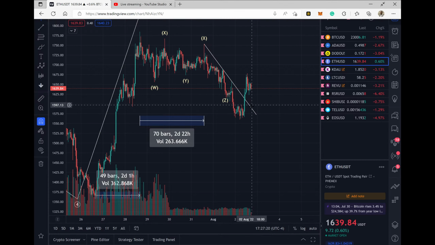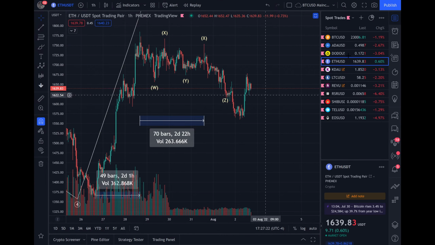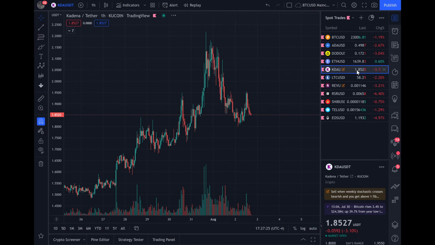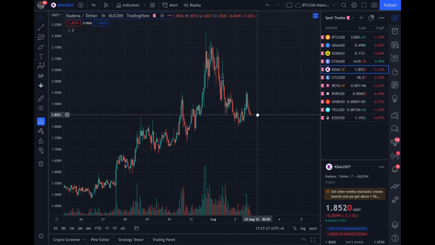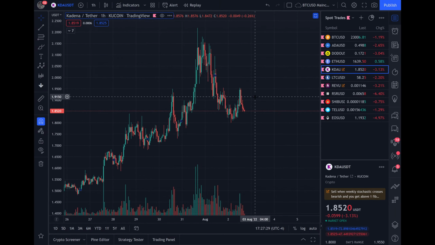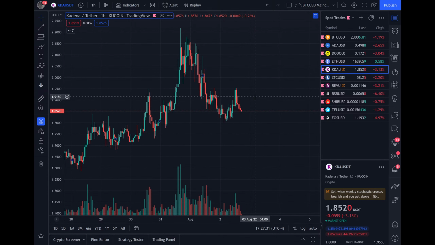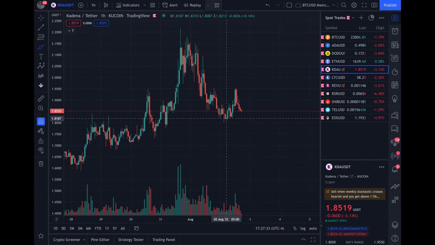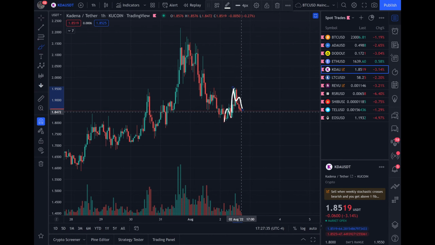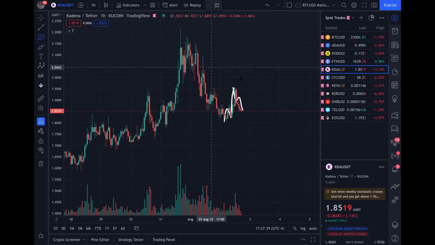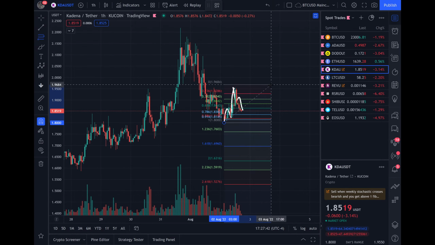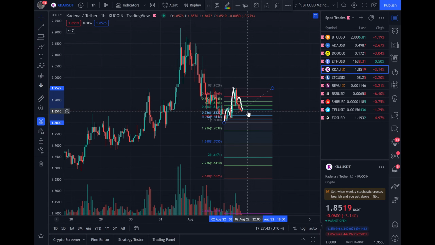So let's do this. Let's get rid of this. Kadena, same thing, right? I think this is what you call a zigzag. 1, 2, 3 waves up, 3 waves down. The 3 waves down respect the 0.618 of the 3 waves up. And you can expect reversal right here. See?